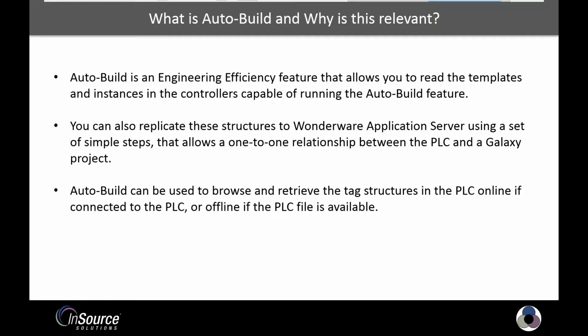Now, what is the auto build feature and why is it relevant? Auto build is an engineering efficiency feature that allows you to read the templates and instances in the controllers capable of running the auto build feature. You can also replicate these structures to the Wonderware application server using a set of simple steps that allows a one-to-one relationship between the PLC and a Galaxy project. Auto build can be used to browse and retrieve the tag structures in the PLC online if connected to the PLC, or offline if the PLC file is available.